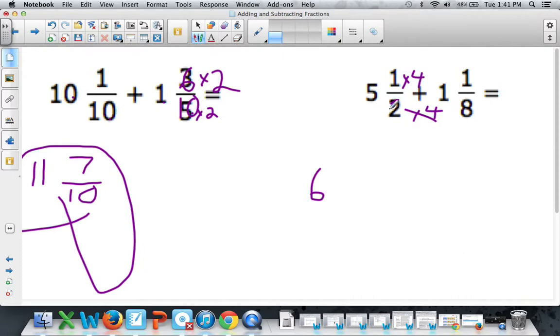2 times 4 is 8. 1 times 4 is 4. Now we've got 4/8 and 1/8. Adding that together, 4 plus 1 is 5. 5/8. 6 and 5/8 all together is our final answer. That wasn't so bad, was it?